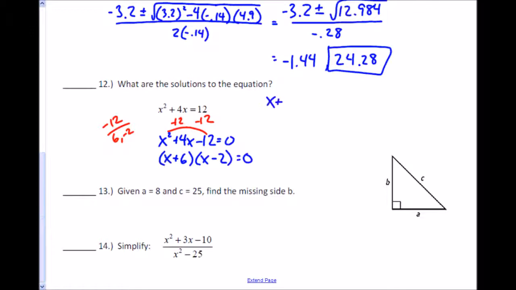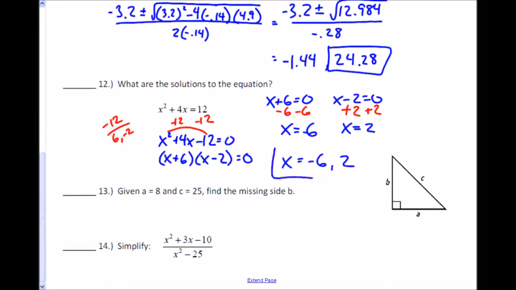And now I set each factor equal to 0. And I solve each. The first one, I subtract the 6 from each side and find out that x equals a negative 6. The next one, I add the 2 to each side and find out that x equals a positive 2. So those are my two answers for this one, the negative 6 and the positive 2. Okay?